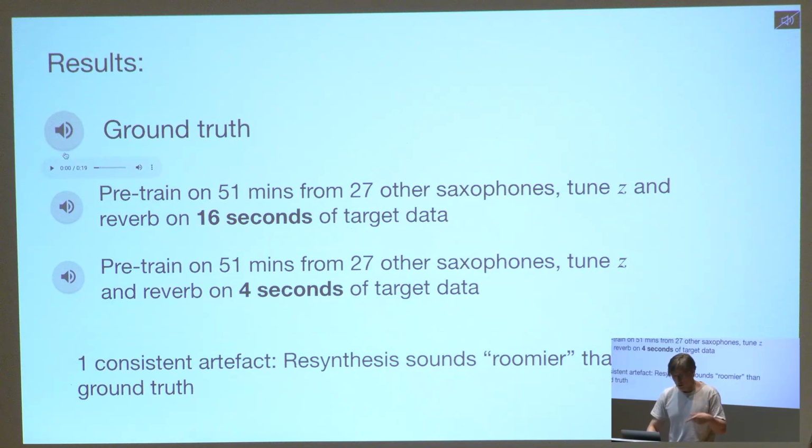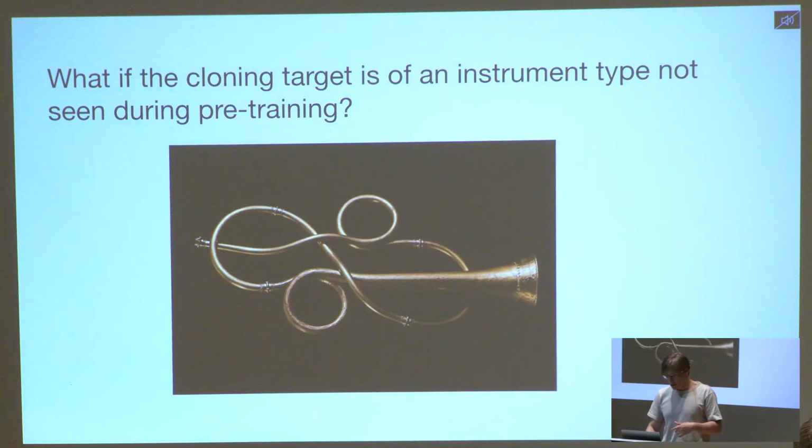And let's compare that to our ground truth. Right, and remember, this is a test excerpt. This has not been seen during training. But one consistent artifact that we find with this method is that the resynthesis always sounds a little bit roomier. Basically, there's sort of a blur on the results.